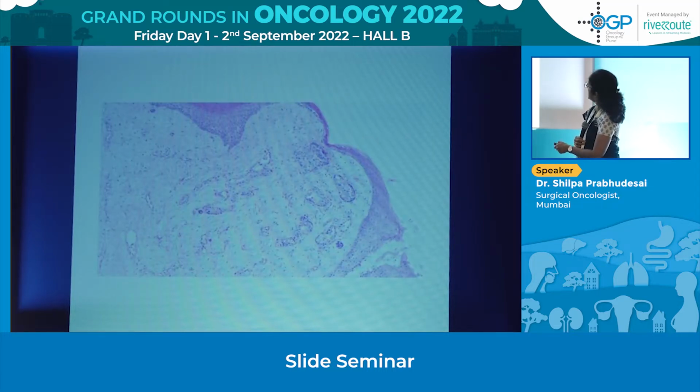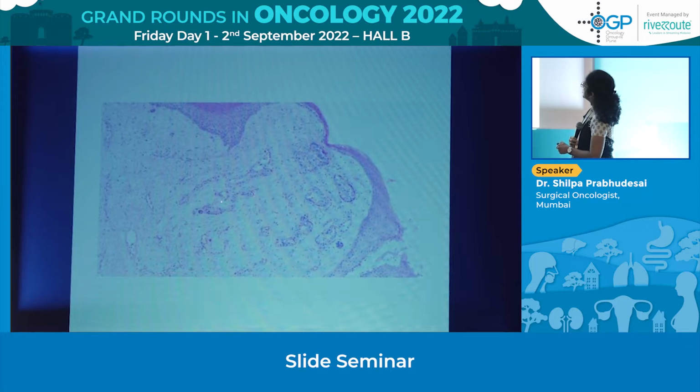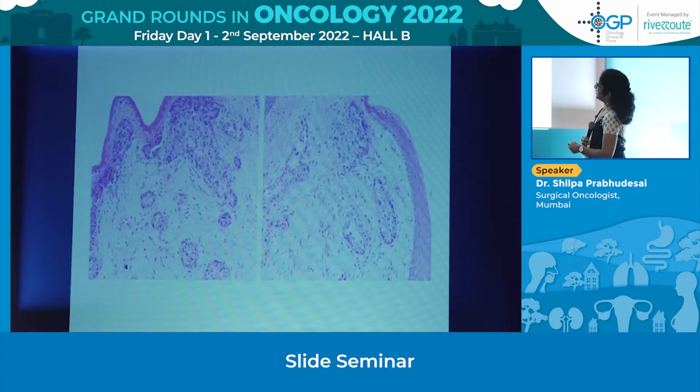This is what we saw. This is the nice lining stratified squamous epithelium, and beneath it is a tumor. So even at this magnification, you can see that it is forming glands. It is composed of large epithelial cells showing nuclear pleomorphism. So obviously, like we are taught to think, does this belong here or has it come from somewhere else?